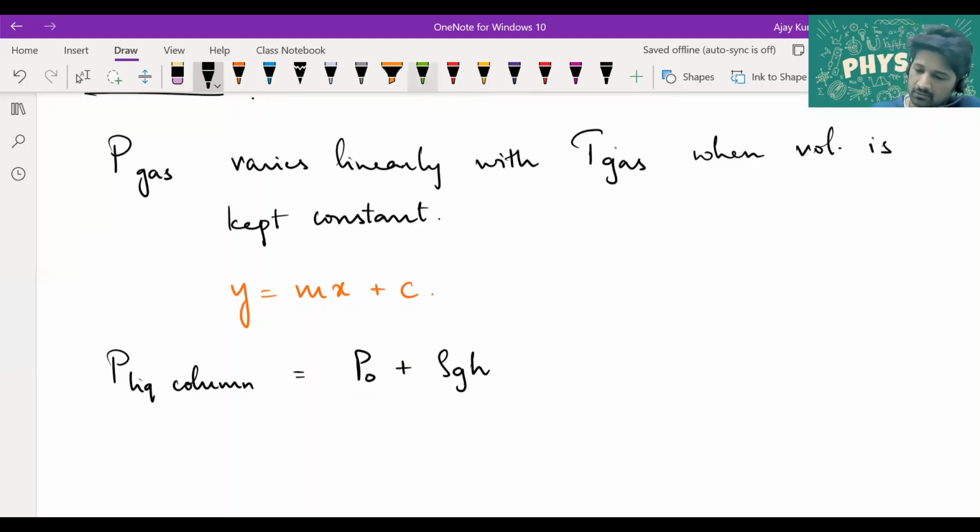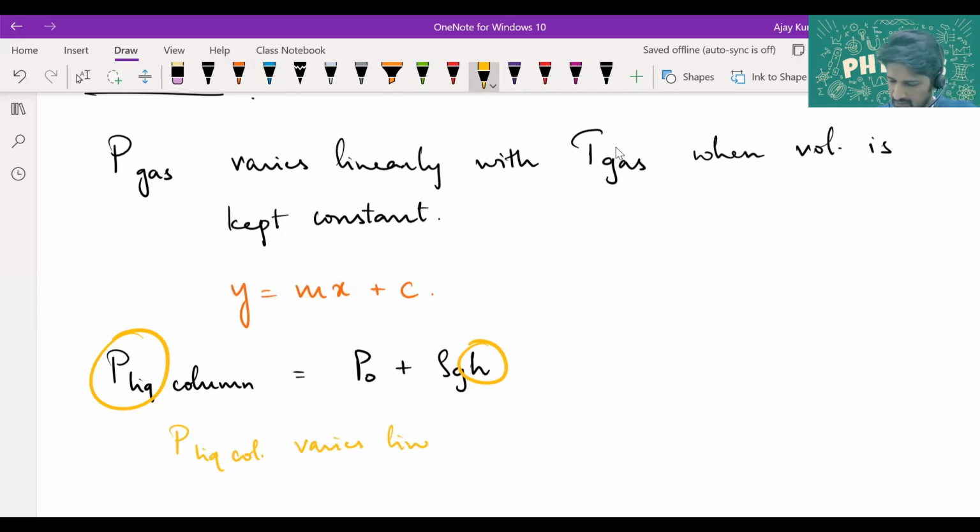So from this equation, what can you say? Pressure varies linearly with height of the liquid column. We can note that from this equation. Pressure of the liquid column varies linearly with height, because they have a straight line equation between them. The power of pressure is 1, the power of height is also 1, so it's a linear equation.